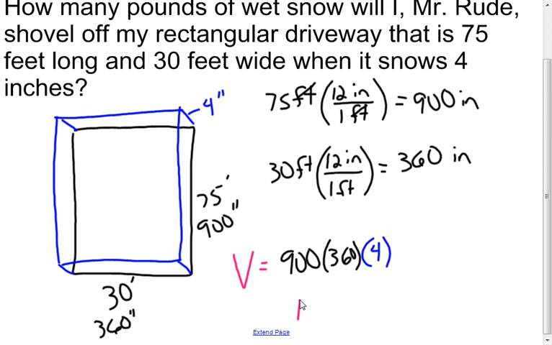So when I do that, I find out that the volume of the wet snow sitting on top of my driveway is 1,296,000. Oops, I forgot the 6 in there. I'm going to try this again. So 1,296,000 cubic inches of snow is sitting on top of my driveway.